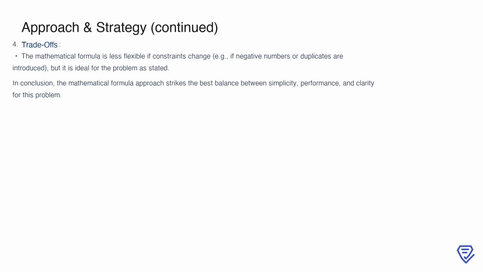While the mathematical formula approach is optimal for the given problem, it does come with certain trade-offs. One limitation is its lack of flexibility in handling variations of the problem, such as scenarios involving negative numbers or duplicate values. The formula assumes a perfect sequence of integers from 0 to n, so any deviation from this structure would render the solution ineffective. However, within the problem's stated constraints, this approach strikes the best balance between simplicity, performance, and clarity.